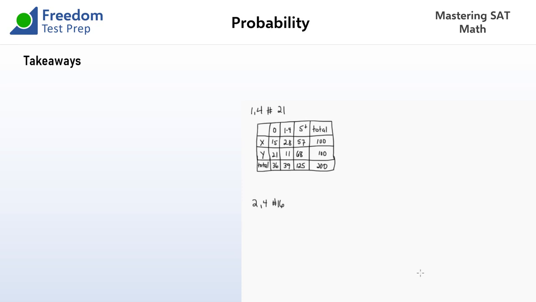Today we're going to be working on probability, and there are always probability questions, usually one, possibly two in a test, and they're pretty easy. We're just going to go over two questions today, and the first one is test one, section 4, number 21, and I already, as you can see, drew out the table.